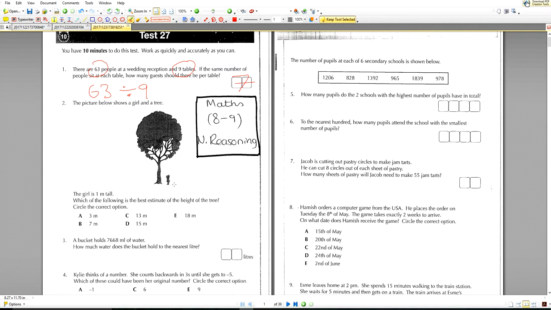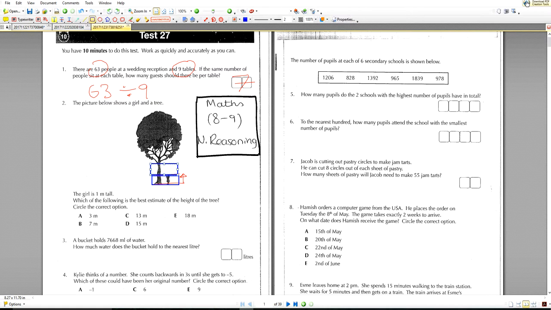Next question. The girl is 1 meter tall. There you go, 1 meter tall. Okay, this is 1 meter. Which of the following is the best estimate of the height of the tree? So now if I get one of my little tools here, the girl is that height, and then we do another one on top of there.